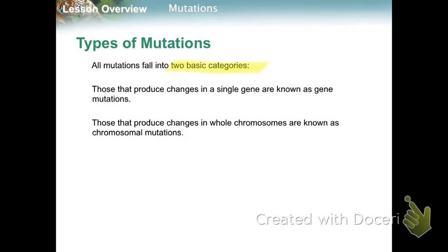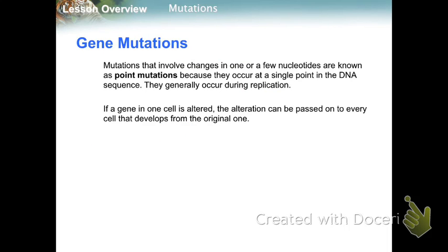There are two main categories of mutations: single gene mutations and chromosomal mutations. We're going to go through both. Mutations that affect one or a few nucleotides are called point mutations because they occur at a single point in the DNA. This is a copying error during replication. If a gene in one cell is altered, that alteration can be passed on to every cell that develops from that original one.